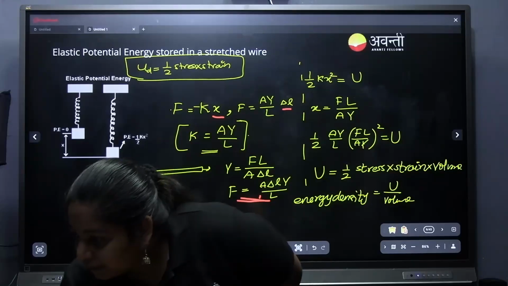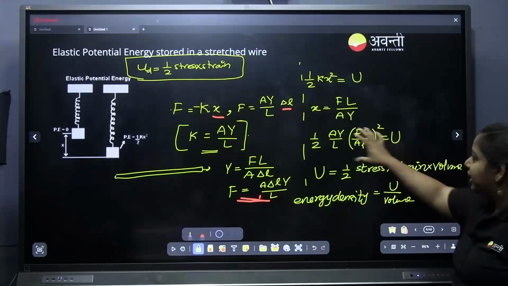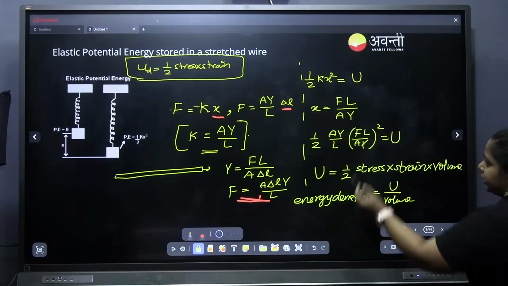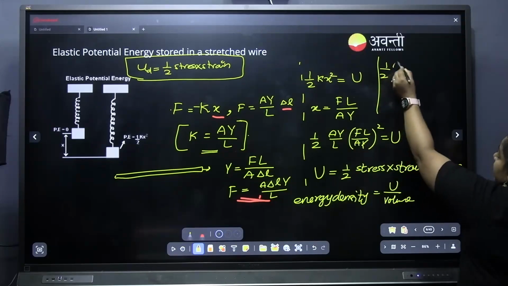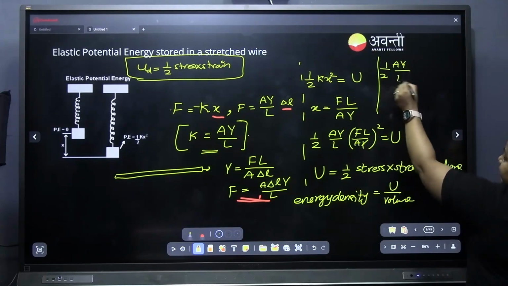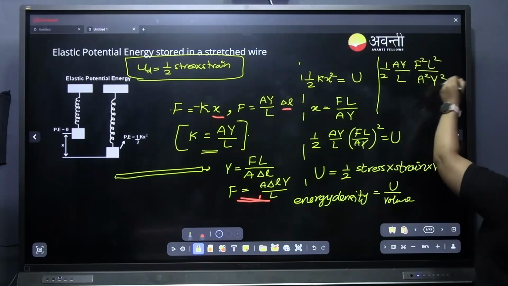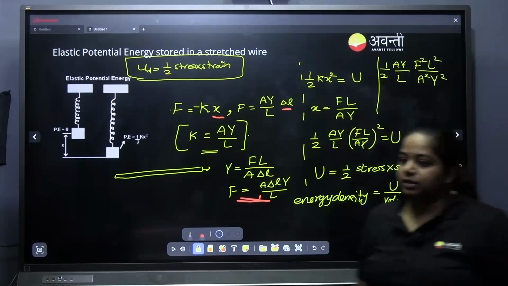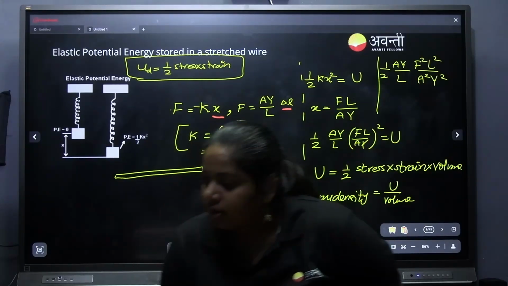Ma'am, explain once from the last second line. From here, this we are getting by substituting so many things. I don't have that much space to write, that's why I did not write. If you are calculating this, you will get half AY by L into F square L square divided by A square Y square. Okay, then F square, yes. From that, x is equal to FL by AY.